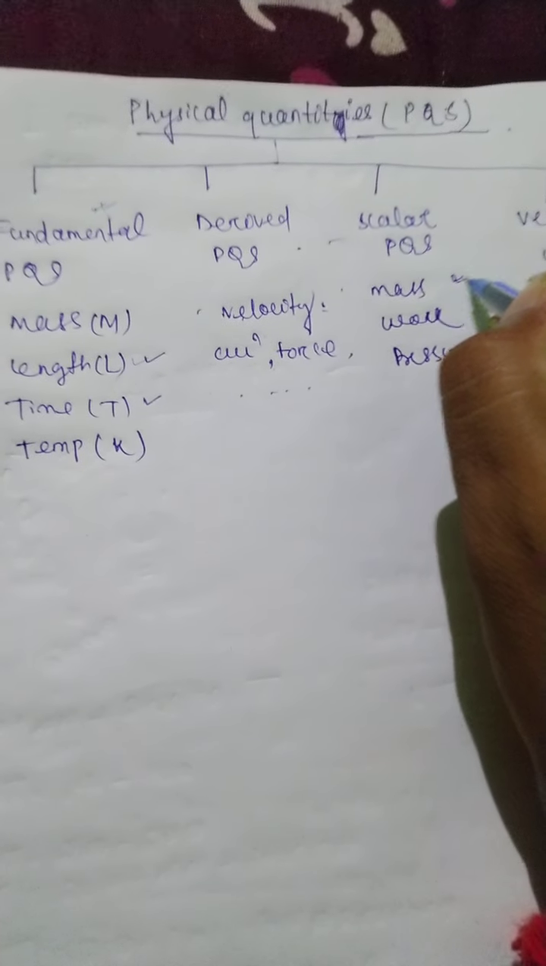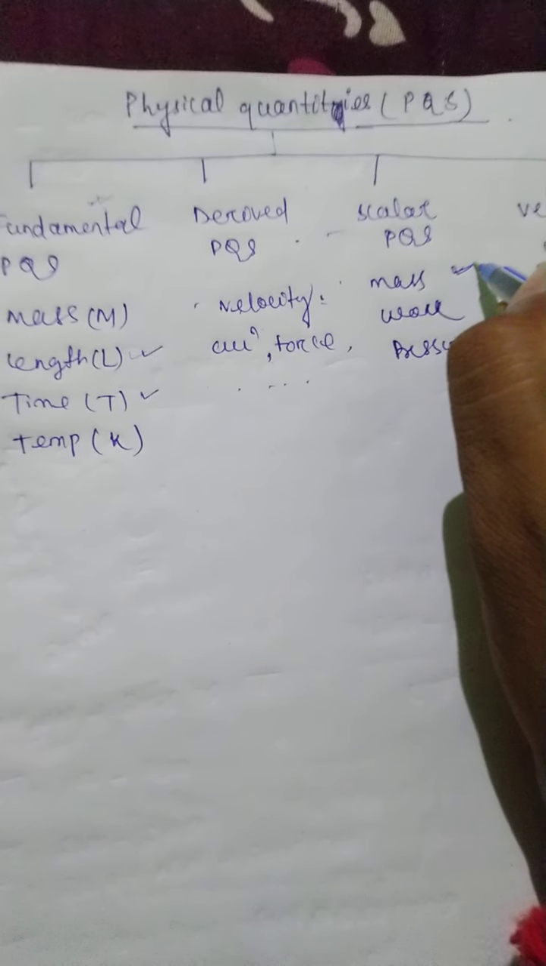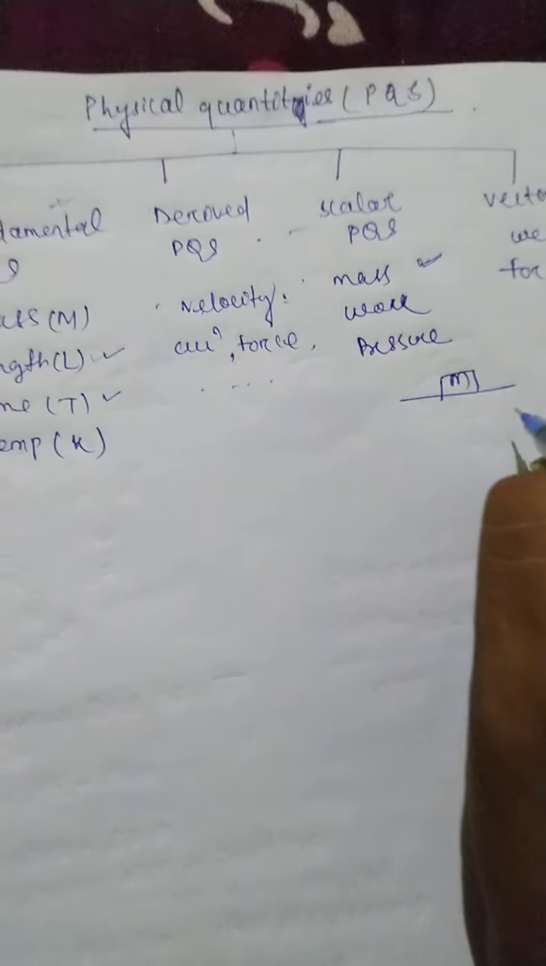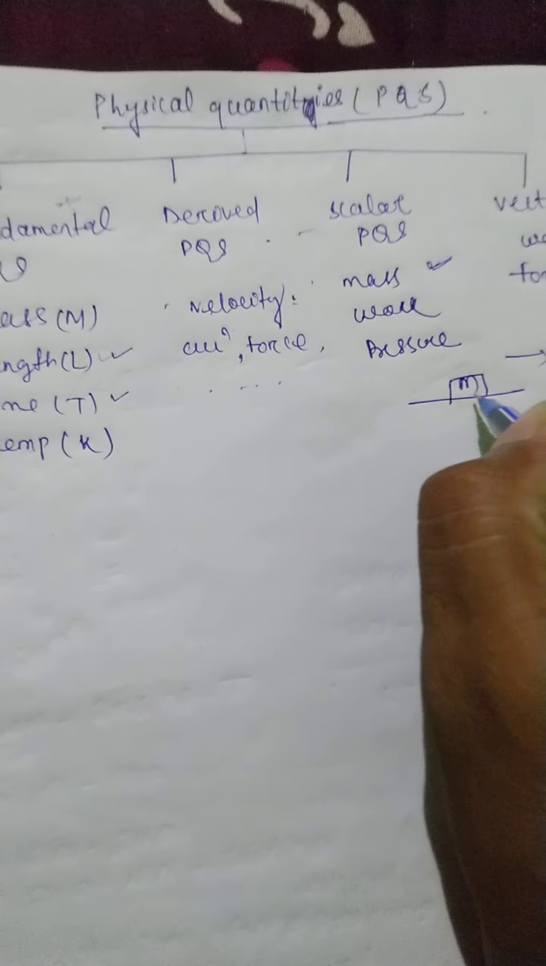But mass doesn't have any direction. If a body of mass m is placed here, we cannot find in which direction the mass is placed. But if a force is acting on this side, then we can say that the force is acting in the forward direction. Okay. These are the physical quantities that we should know.